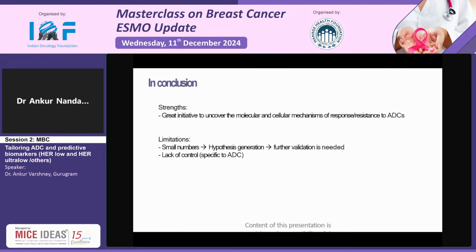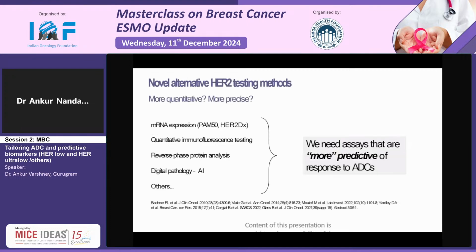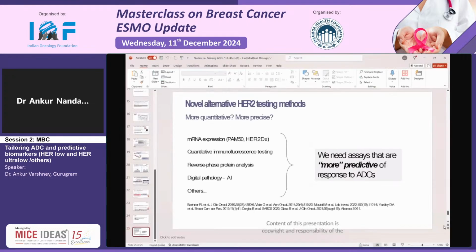So this is a small study, and a larger cohort is needed for further validation of these small mutations. So we definitely have novel HER2/neu agents, and to go ahead with more benefit, we need more testing methods where we can detect these tests, and more predictive biomarkers where response to these drugs can be predicted. Thank you.